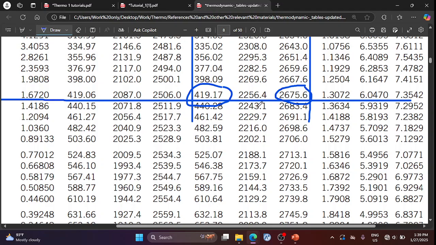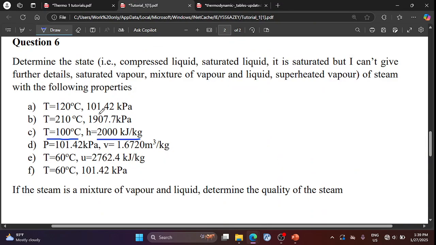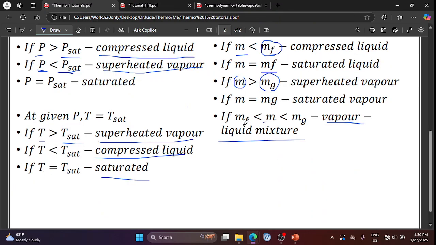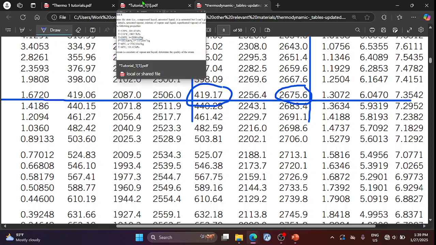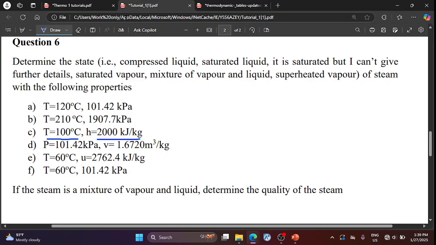But our answer is 2000, it's in between. And remember we said that if our answer is in between, right, this last point down here is going to be a vapor liquid mixture. So it means this is going to be a vapor liquid mixture. 2000 is in between 419 and 2675.6 kilojoule per kilogram. So it's going to be a vapor liquid mixture, right?